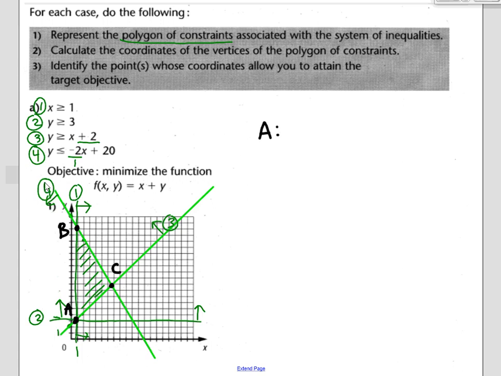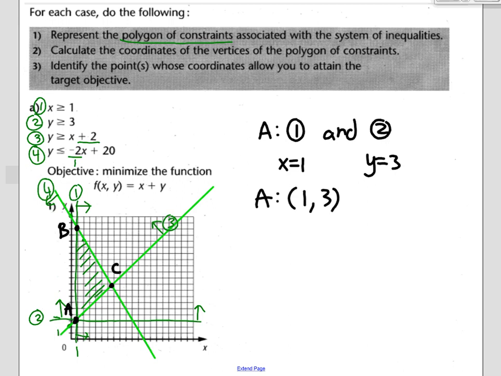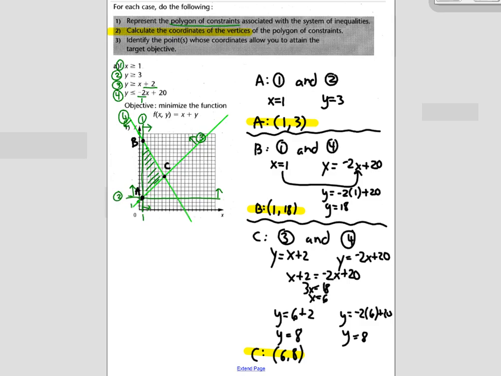So A is the intersection of line number 1, which is x is equal to 1, and we can use line number 2, I guess. Line number 2 is y is equal to 3. So easy to find that our A is 1, 3. You do the same for B and C. So I highlighted in yellow the answer, but I left my work, so if you need help, you can look at the work.